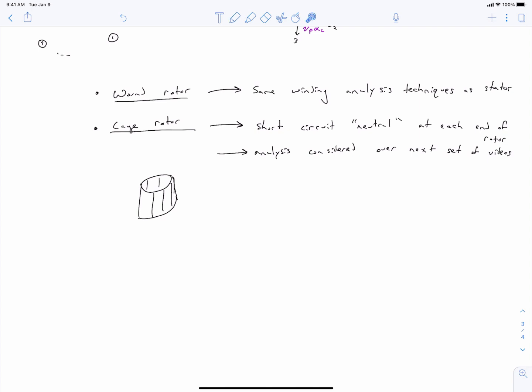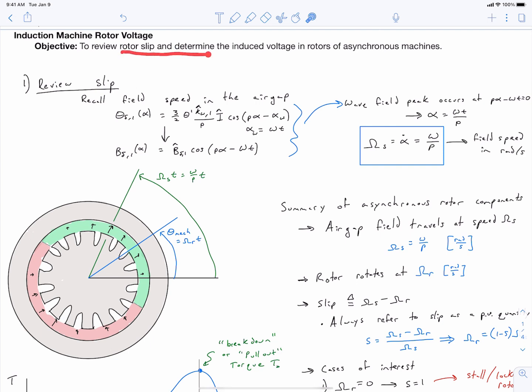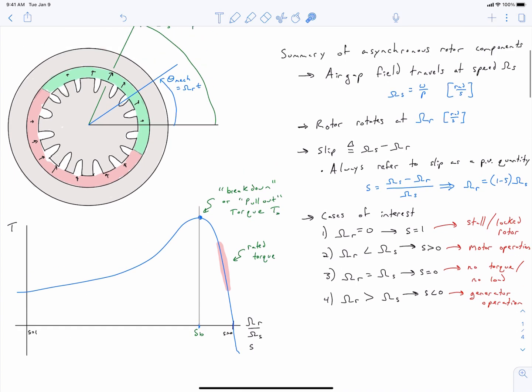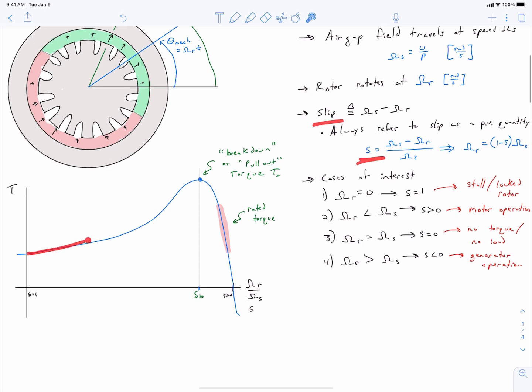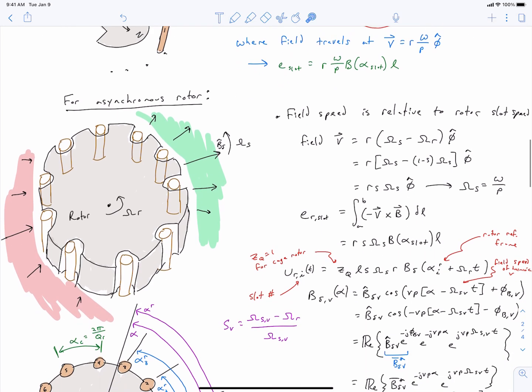Okay, so that concludes this video. In summary, we have reviewed the definition of rotor slip, and we've determined how induced voltages are calculated in asynchronous rotors. So we introduced the definition of slip as being this quantity here. And we talked about the speed of the stator field versus the rotor field and how it relates to slip. We discussed the torque speed characteristic of an asynchronous motor. And then from here, we used this as a launching point to dive into calculating the induced voltages that are in each slot of an asynchronous rotor.